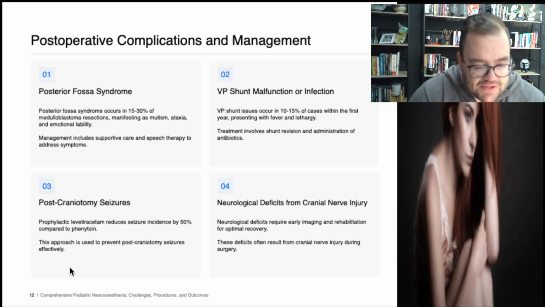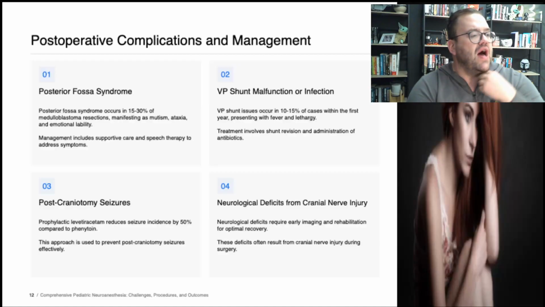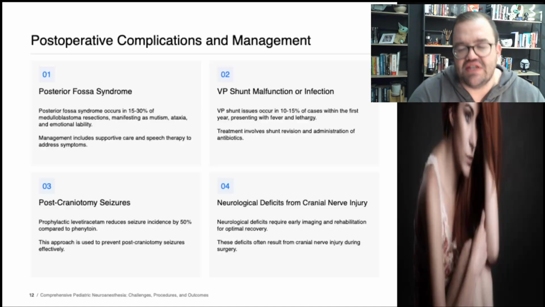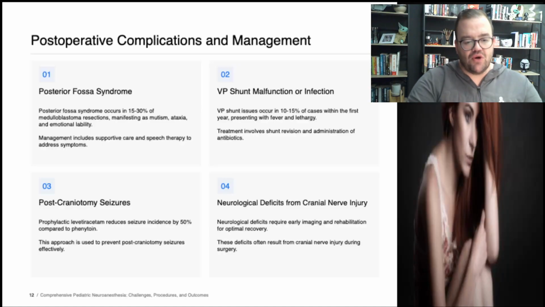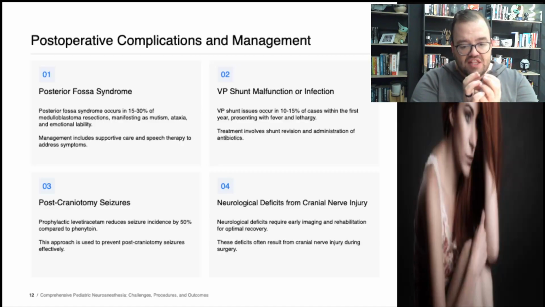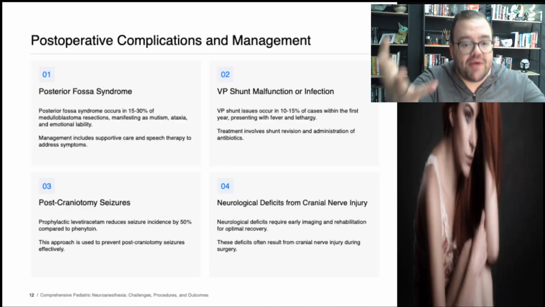Basically what happens is that the child ends up getting ataxia, emotional disturbances, fluctuations in their level of consciousness. They may get visual deficits, etc. And it's basically because you've had a very large tumor in the posterior fossa that's been hogging all the blood flow and compressing the other structures, probably with some obstructive hydrocephalus, okay?